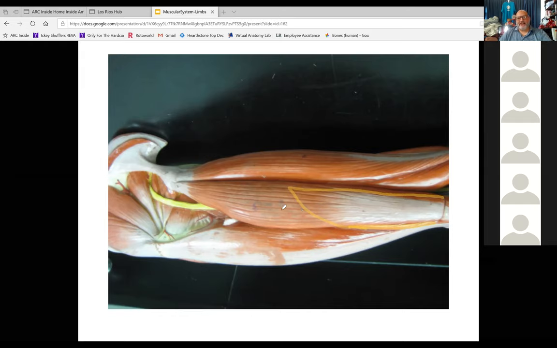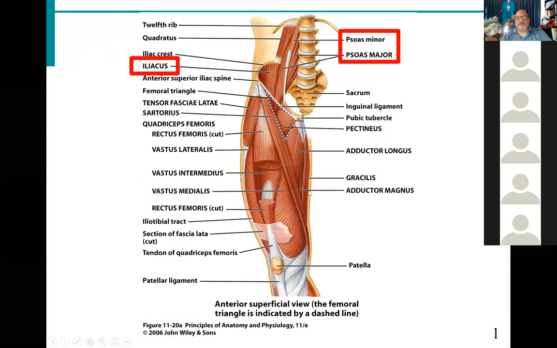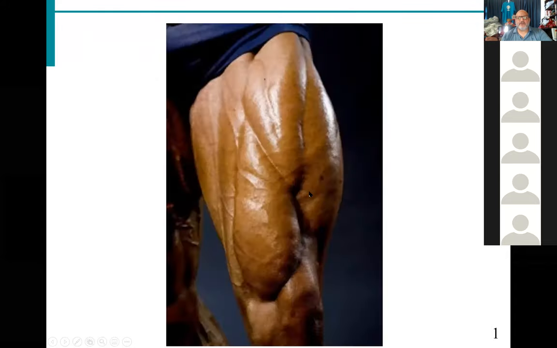But the short head is basically right underneath the long head. So they're not sitting side by side and we really don't see it well superficially. In the model, we have to peel the muscle away. Maybe I have a picture from the textbook that shows that. Let's see this. We'll get to all that.